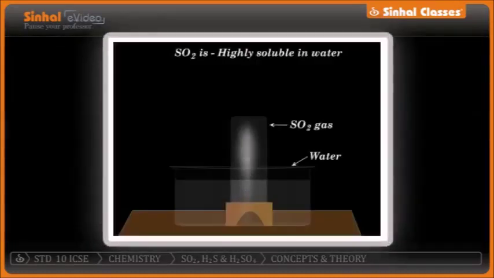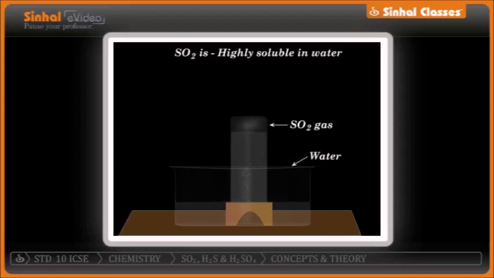Take a trough containing water, or any vessel containing water, and take a jar containing SO2, that is sulfur dioxide gas. Just invert it inside the trough or the vessel containing water. Observe it. What will be your observation? You will find that the water has risen up in the jar, indicating that SO2 is highly soluble. The space occupied by SO2 is now occupied by water.